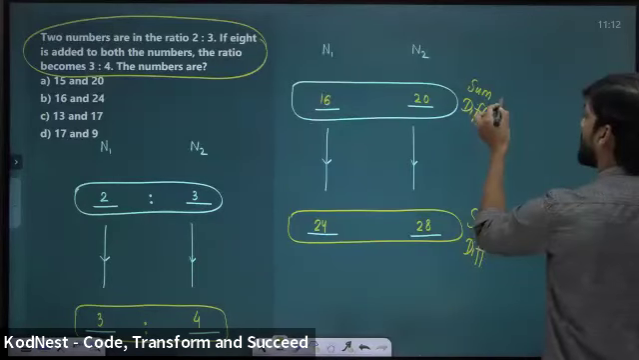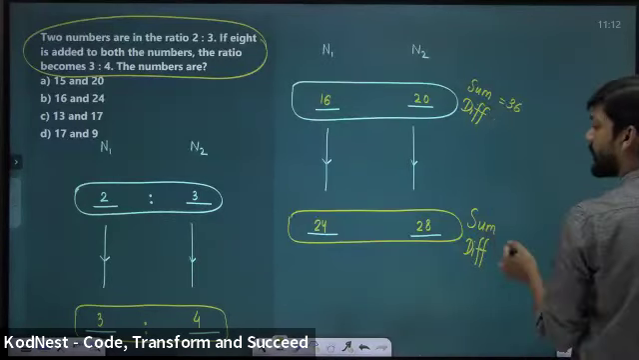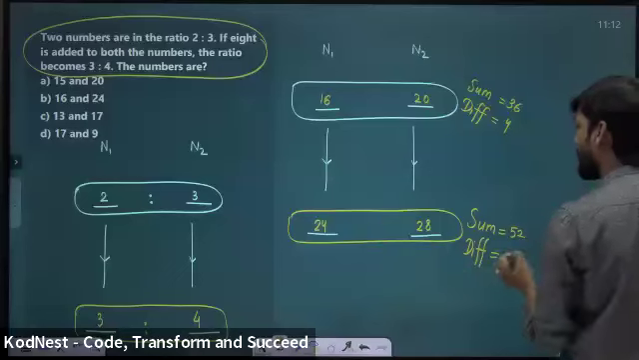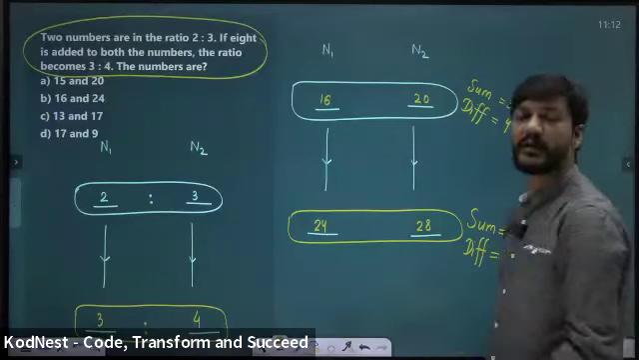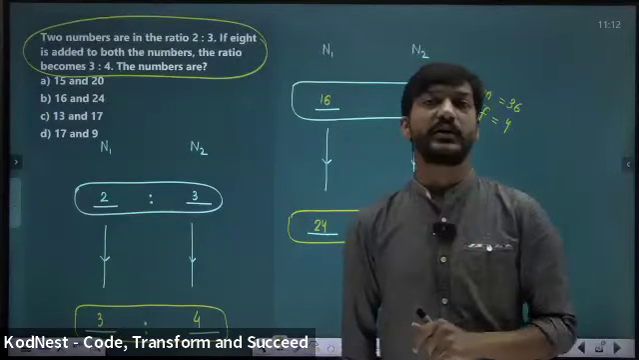Sum is going to be 36. Here sum is 40 and 52. Okay. What is the difference? 20 and 16, 4. Difference is 4. What is the difference? 28 and 24. Difference is 4. So difference will not change.